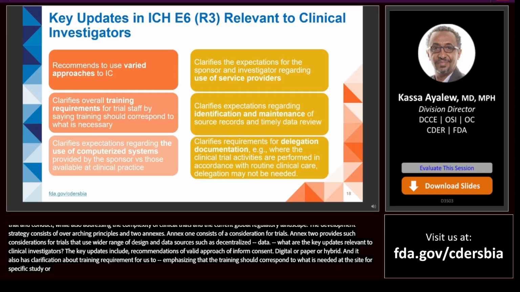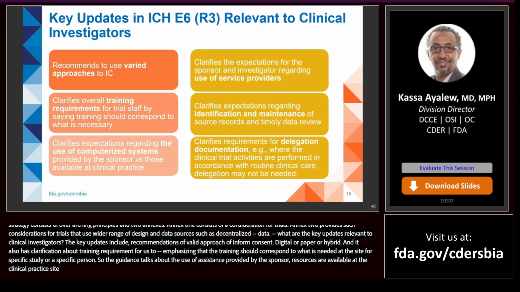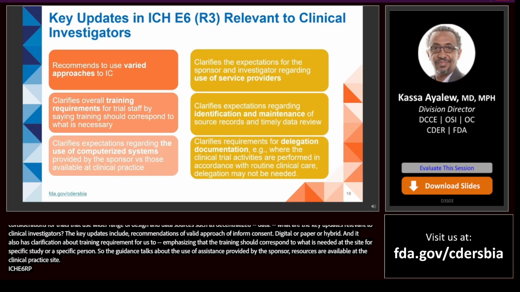The guidance also clarifies expectations regarding the use of computerized systems provided by the sponsor versus those available at the clinical practice site. It also further clarifies the expectations for sponsor investigators regarding the use of service providers during the conduct of clinical trials. The ICH E6R3 update clarifies expectations regarding identification and maintenance of source records and timely data review both by clinical investigators and sponsors.